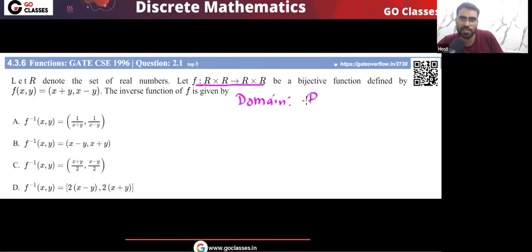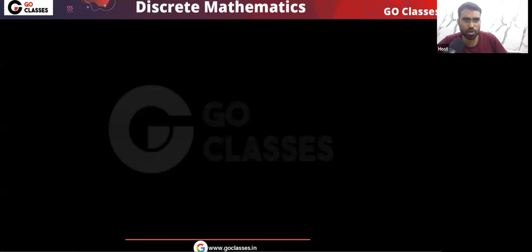What is the domain of this function? That is R cross R. What is the codomain of this function? That is also R cross R. Okay. So remember, first you understand this function, then we will solve it.